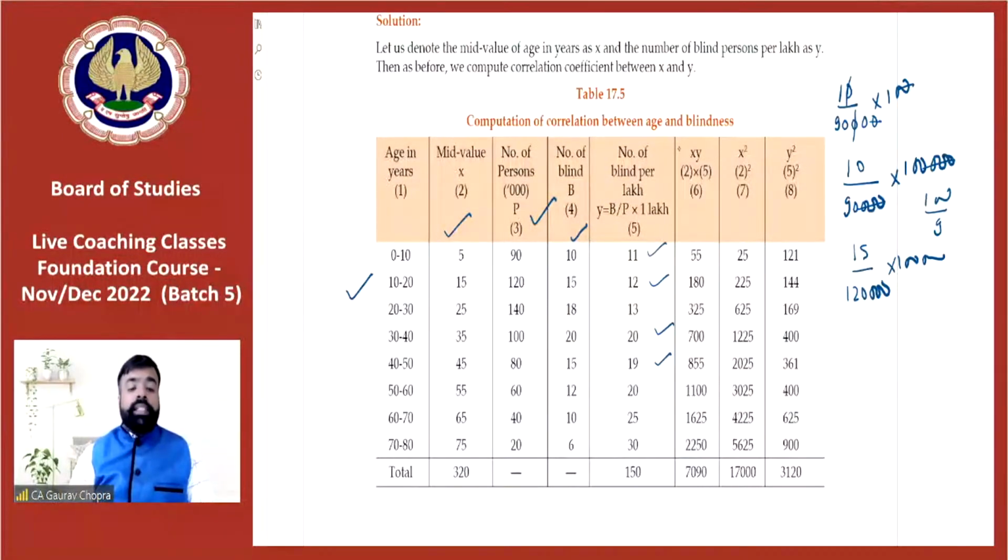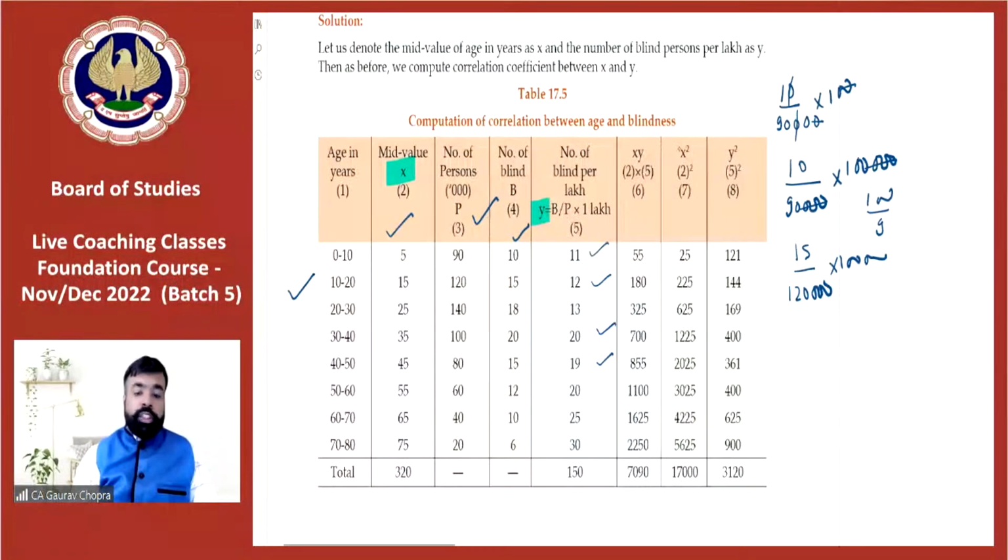This is the second series Y. So the first series was the mid value of age, and the second one is blind, that is Y. So X and Y we have taken. Now since X and Y are available, we can easily calculate the correlation between X and Y. So we can find sigma X, sigma Y, then xy, x square, y square. These 5 values we can find and then apply the formula, direct method, and we can solve.